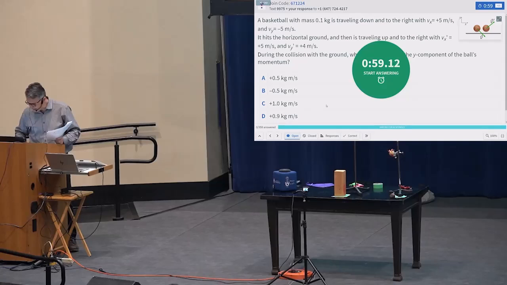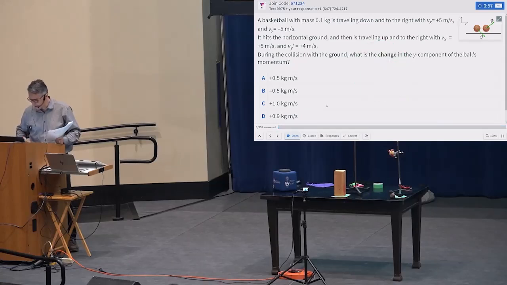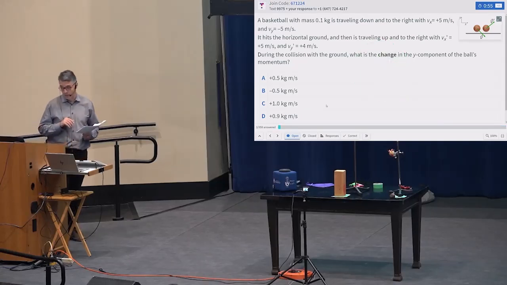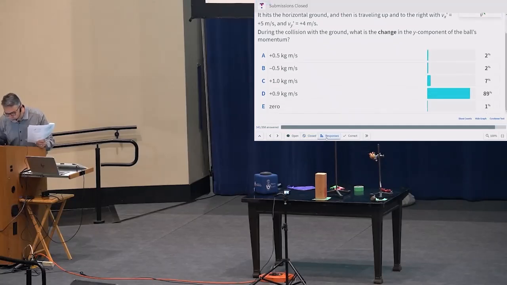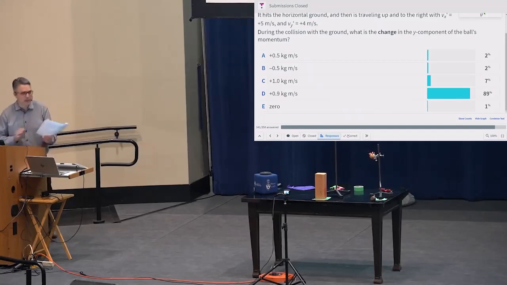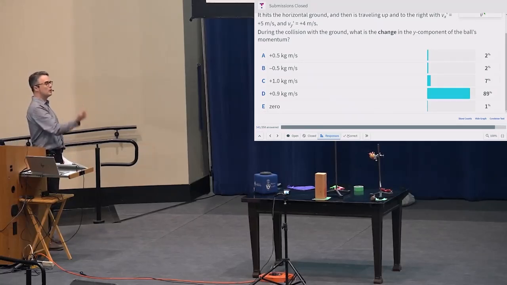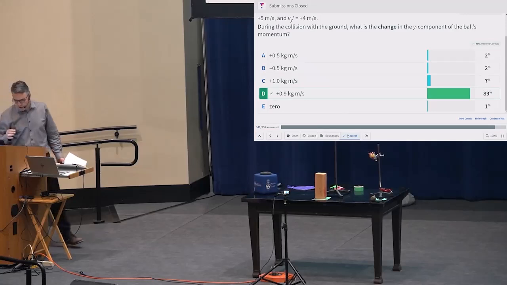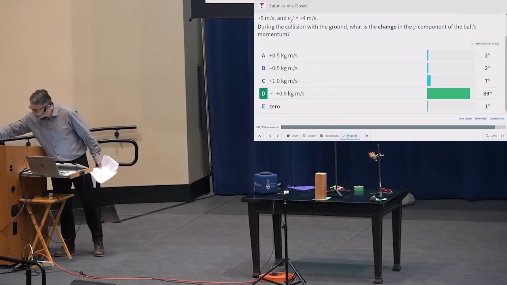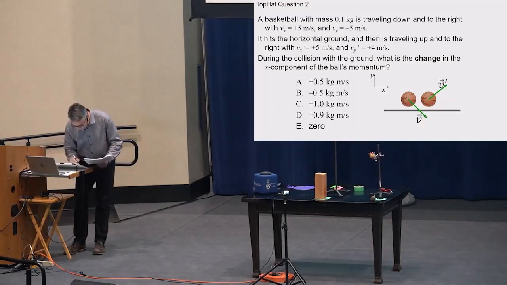This is the exact same question, but now it's asking you what's the change in the y component of the ball's momentum. Pretty good. So it's positive. I like that because the force from the floor on the ball is positive, right? So it should be changing its momentum in the upward direction. That's good. So let's see if I can work out the numbers here.